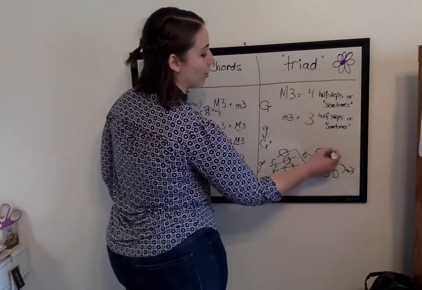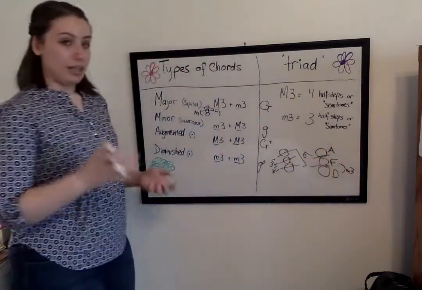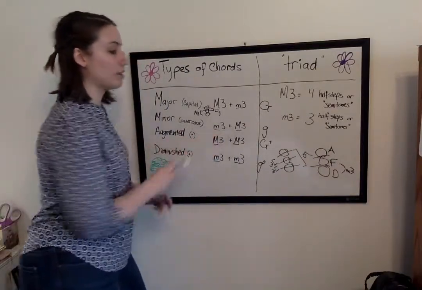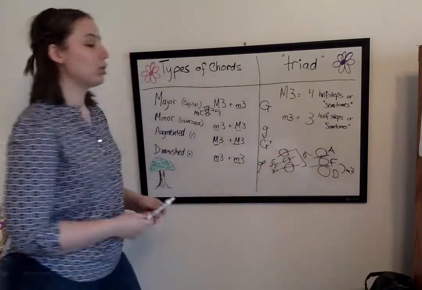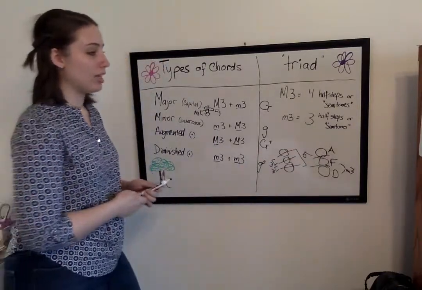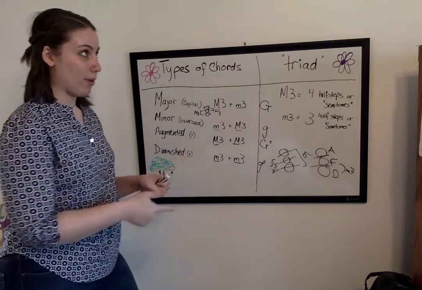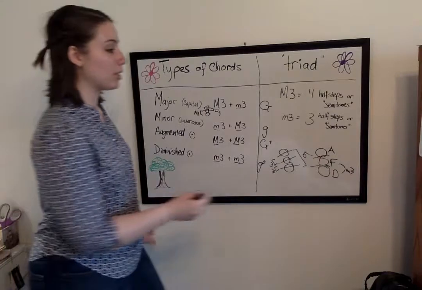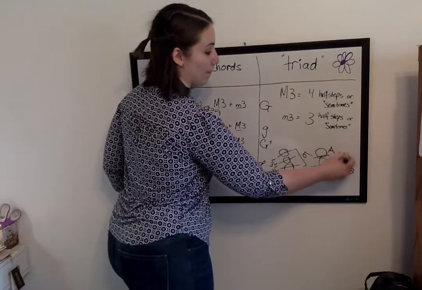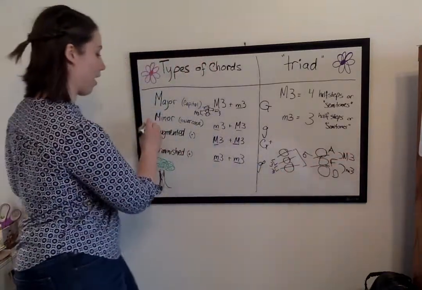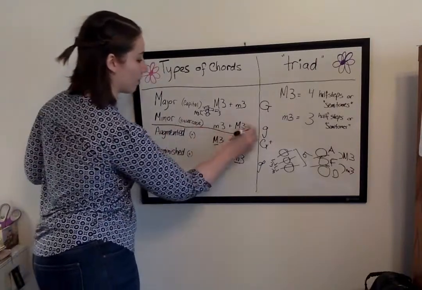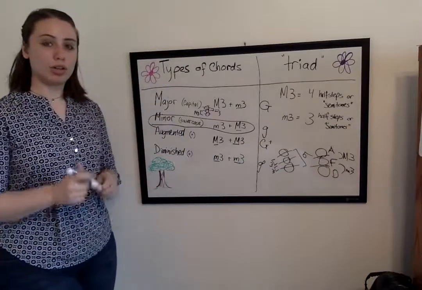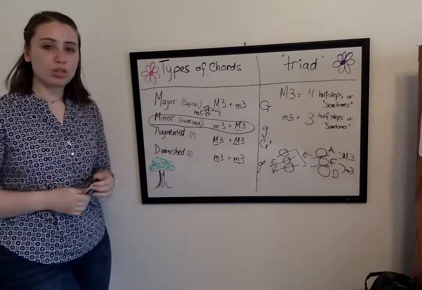Now I need F, we're going to call this A. In a minor triad, we have to have a minor third plus a major third. So F to A should be a major third. Let's see. F, F sharp, G, G sharp, A. What do you know? That is 4 semitones. So this is a major third, and we now have this chord because we have a minor third plus a major third.